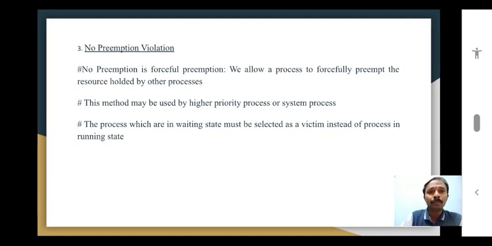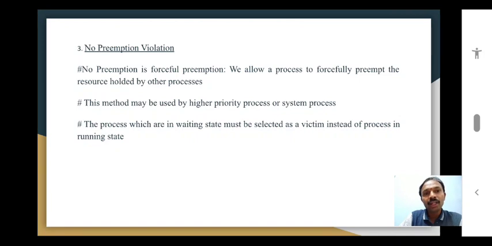So in preemptive types of scheduling algorithms, we are even aware of how we do preemption amongst the processes. It is a context switch, as we know. So no preemption violation is a forceful preemption, right? We allow a process to forcefully preempt the resource held by other processes. How will it happen, guys? If a higher priority process comes, it will forcefully preempt that resource. So the no preemption violation will be simpler than the hold and wait.